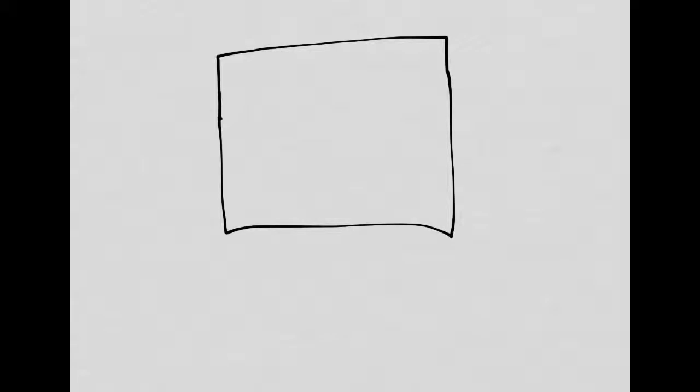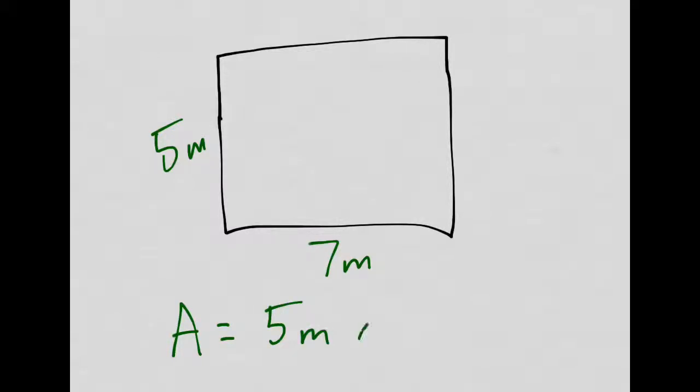Let's say I said that this is 5 meters on that side and 7 meters on that side. Well, what I've learned is that to find the area, I need to multiply the side lengths. So I have a 5 meter side length times a 7 meter side length. And I know that 5 times 7 is 35, so it's 35 square meters.